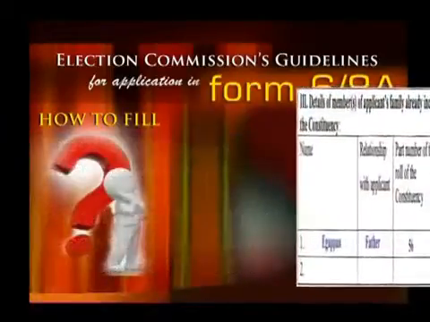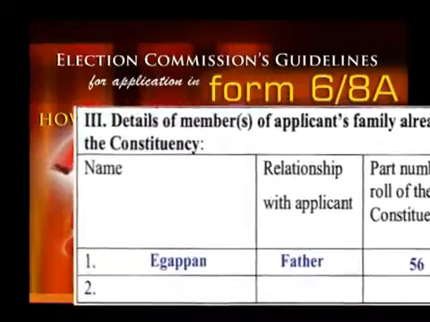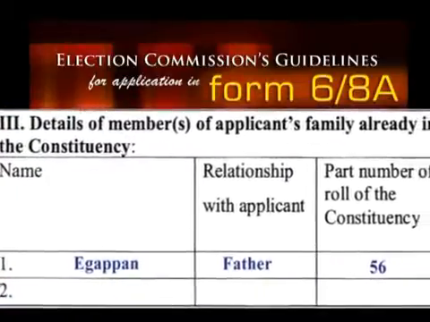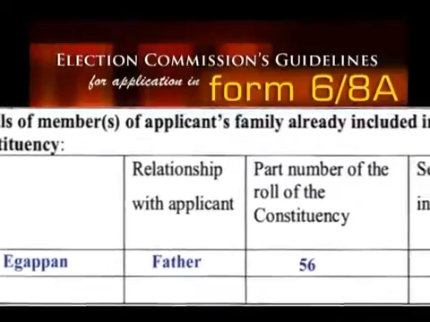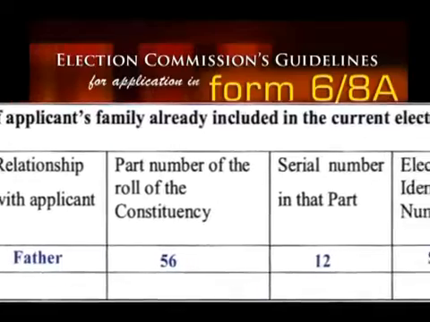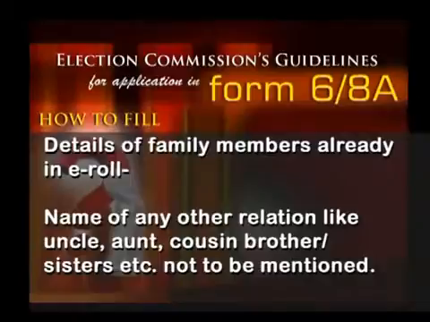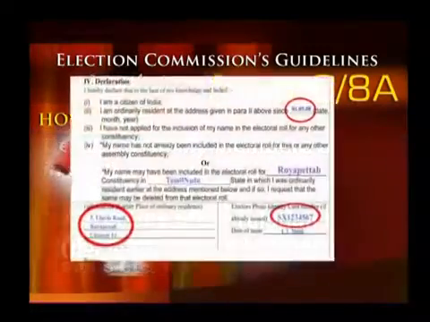Details of family members already included in the electoral roll. Please fill up name and other particulars of immediate family members, that is, father, mother, brother, sister, spouse, included in the current electoral roll of the constituency. Name of any other relation like uncle, aunt, cousin brother, sisters, etc. not to be mentioned.